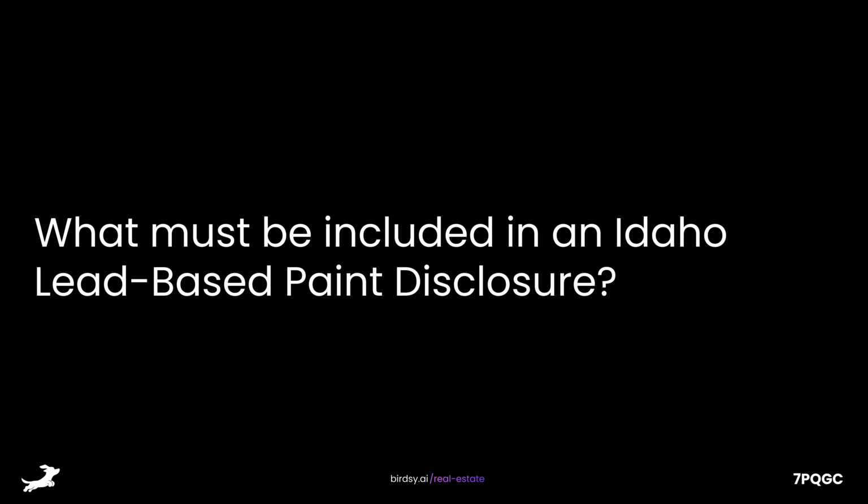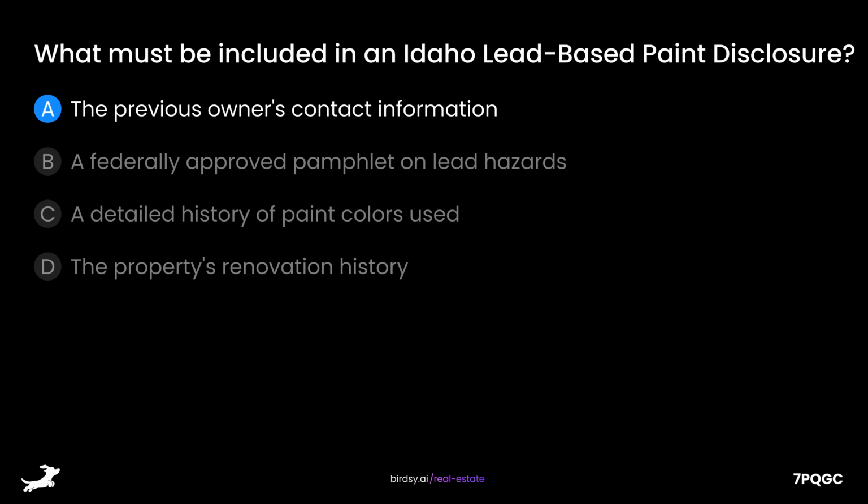What must be included in an Idaho lead-based paint disclosure? Is it A, the previous owner's contact information? B, a federally approved pamphlet on lead hazards? C, a detailed history of paint colors used? Or D, the property's renovation history? The answer is B, a federally approved pamphlet on lead hazards.